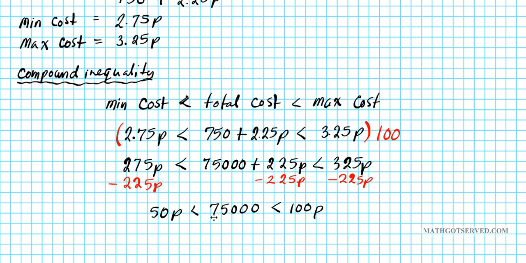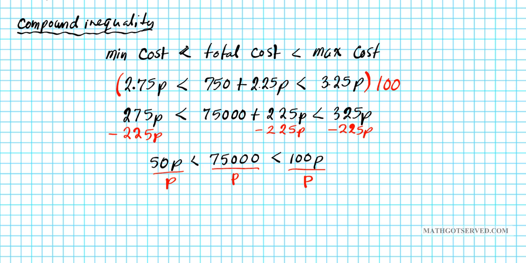Now I can simply divide the entire inequality by p to make it end up in the middle. Divide the entire inequality by p. Now, there are other ways you can solve this inequality. This is just one way, but whichever way you do it, you still end up with the same answer. So divide everything by p. We're going to have 50 is less than 75,000 over p, and that's less than 100.